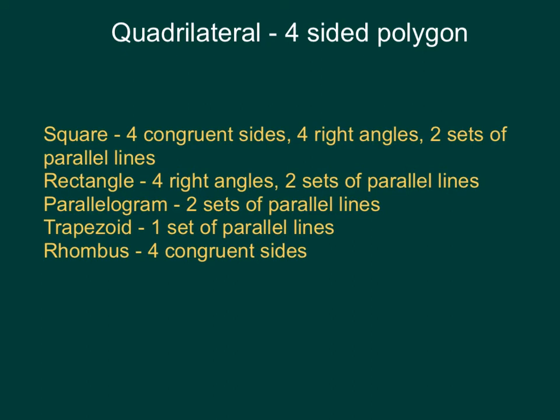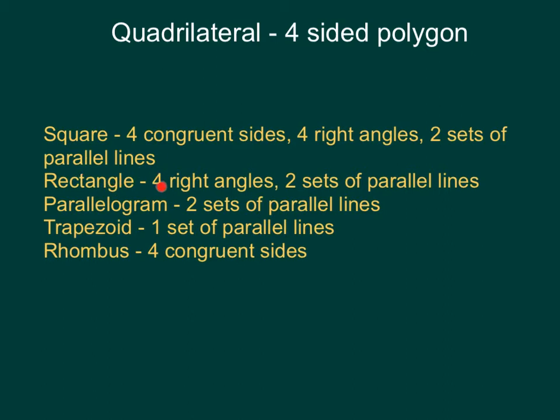So, like Miss Hamilton had been saying, a quadrilateral has the prefix quad on the front of it. Quad meaning 4, so it is a 4-sided polygon. There are 5 different ones we're going to have. We're going to have a square, which is 4 congruent. Remember, congruent, which you'll learn about more tomorrow, means the same. 4 same sides, 4 right angles, making the T, 2 sets of parallel lines.